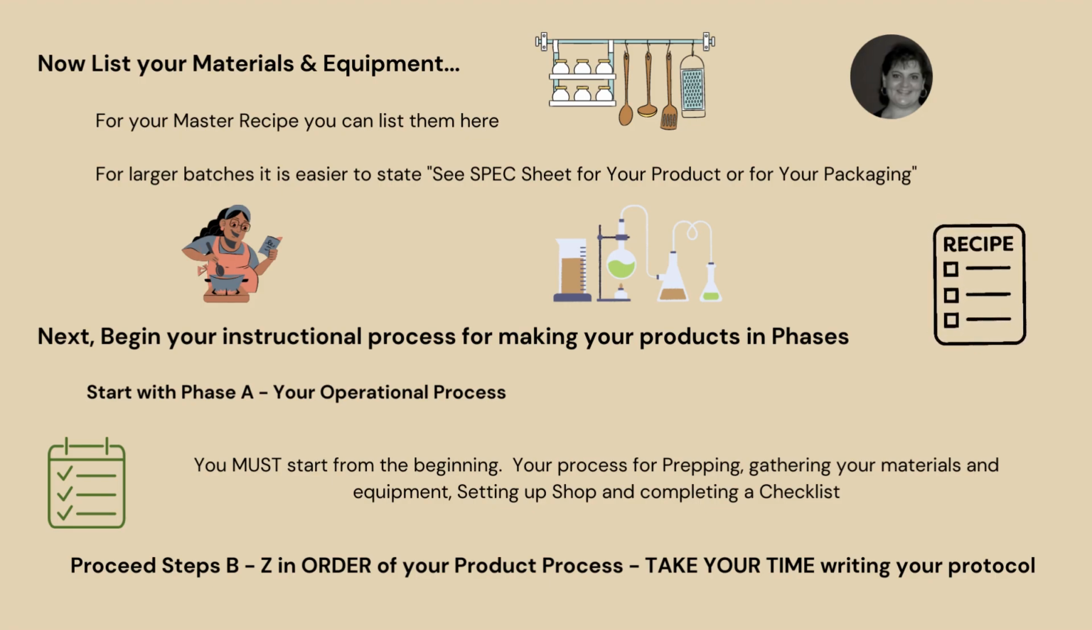Next, you will now begin your instructional process for making your products in phases. Start with phase A, your operational process. Now you must start from the beginning, your process for prepping your ingredients, gathering your materials and equipment, setting up shop, and completing a checklist. Proceed steps B through Z in order of your product process. Now take your time writing your protocol. You might have phases that extend to A.A through Z.Z, and that is okay. But you must format your instructional process by every single phase that you perform.